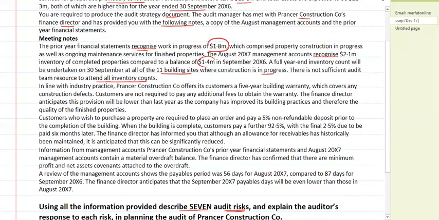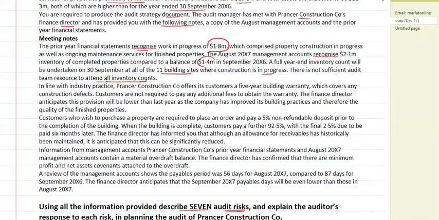So first of all, they have the work in progress. Then their inventory in the last year was 1.4 million and now it is 2.1 million. Then they have the 11 building sites which do have the inventory and which should be counted, but there's insufficient audit team.